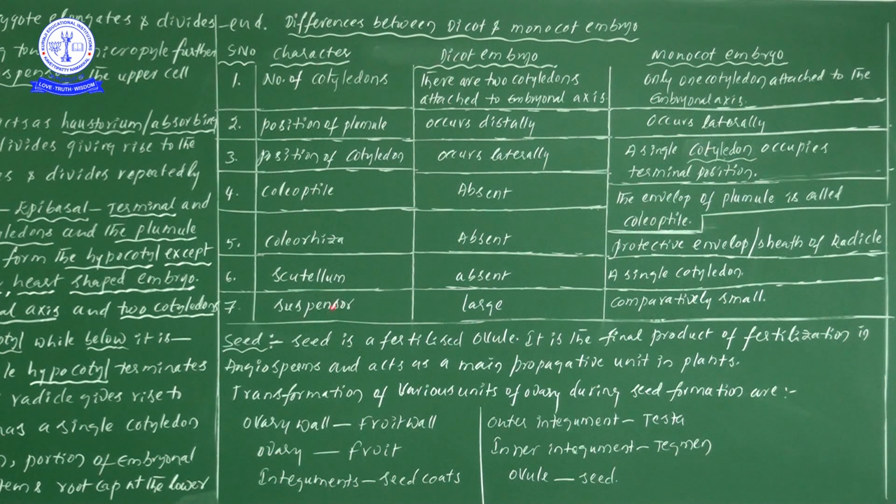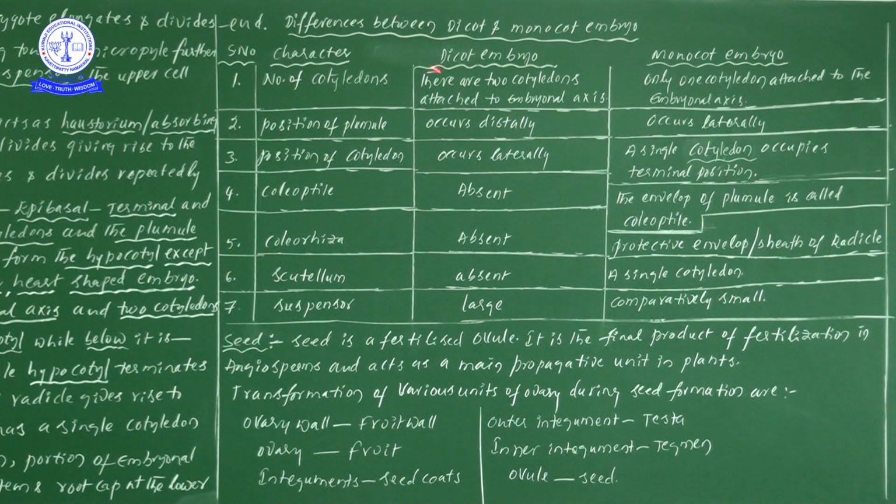Next one, suspensor. In case of monocot embryo, it is comparatively small. In a dicot embryo we have seen a very large suspensor, but when compared to dicot embryos, the suspensor in a monocot embryo is small. So this is just tabular information. In some other book they have given it with a few mistakes, but I corrected them while taking class. You can follow my table clearly without any doubt.